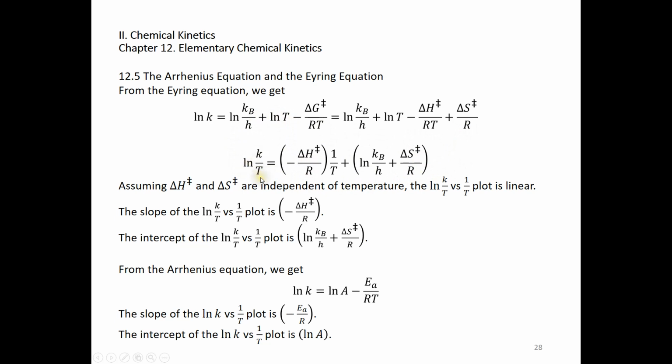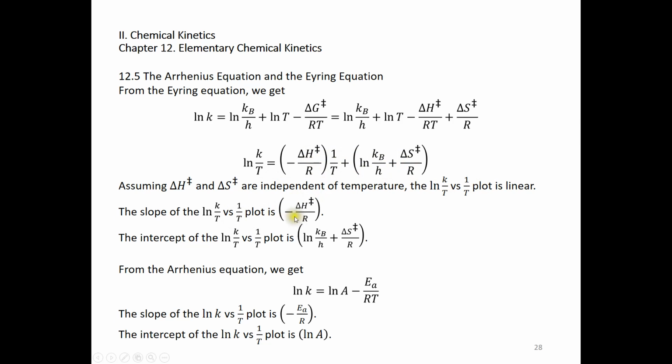So ln(k/T) is a linear function of 1/T. The slope is negative enthalpy of activation over R. The intercept is ln(kB/h) plus the entropy of activation over R. If we assume ΔH‡ and ΔS‡ are independent of temperature, then this graph is linear. We can plot ln(k/T) versus 1/T, get the intercept, get the slope, and then we can determine the enthalpy and entropy of activation.